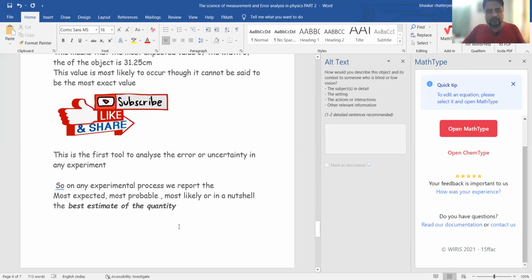That this is the value which is most expected, or which is most probable. This is the best estimate that I can produce. This best estimate still has some variations, still it is deviated or spread away from the accurate exact value. And for that we need further tools.